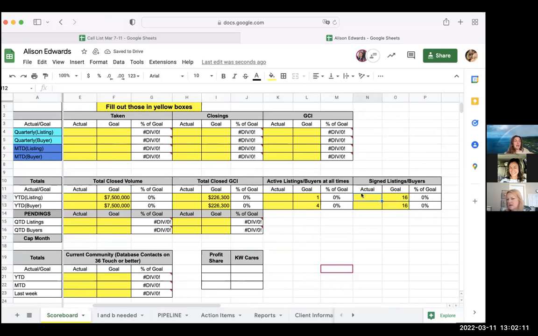So year to date, how many listings have you had signed? Have I had signed? 1, 2, and I'll get the 3rd one signed Monday. So okay, 2 right now. We'll just go ahead and put 3. Okay. And how many buyers have you had signed? I have 1, 2, 3 signed. Cool. Okay.